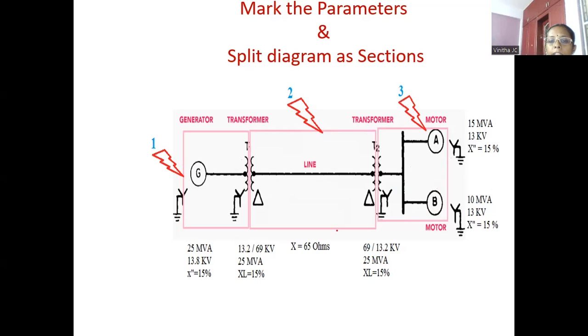This is the third section. After splitting all the sections, the ratings of each and every component are specified here: for generator, transformer T1, transmission line, transformer T2, motor A as well as motor B. Now the first step is we need to choose base MVA. In the problem itself, the generator rating is given. So MVAB new is equal to 25 MVA, and KVB new is equal to 13.8 kV for this generator section.